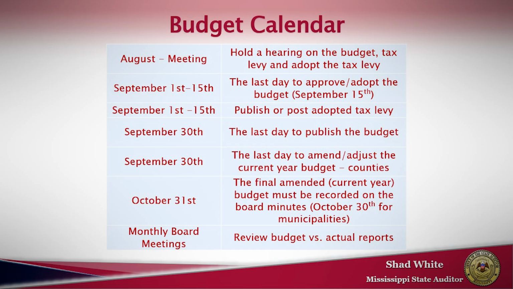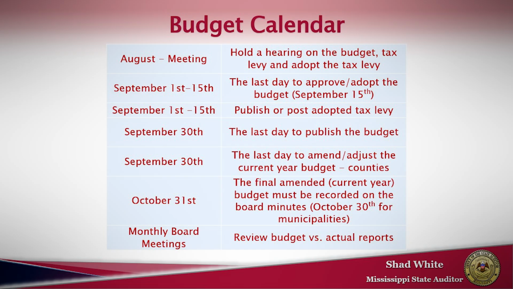Municipalities, if you're under 1,500 in population, you can post it in 3 public places and not put it in the newspaper. Then September 30th is the last day counties can amend the budget you're currently operating under now. And October 30th is the last day a municipality can amend the current budget they're operating under now. We'll talk about budget amendments when we get to the end, but those are the last days you can amend the budget you're currently under.